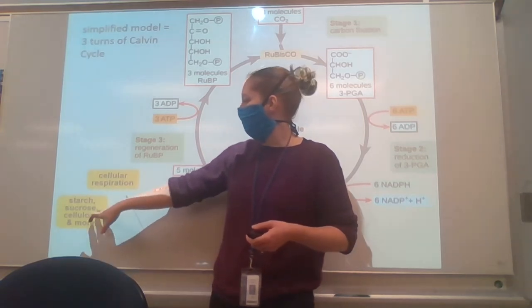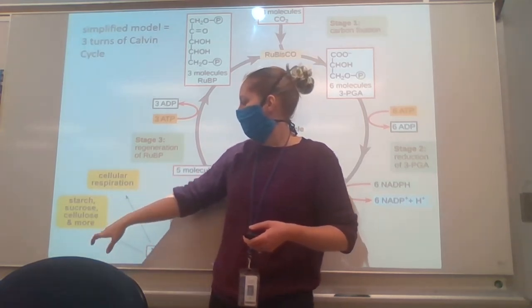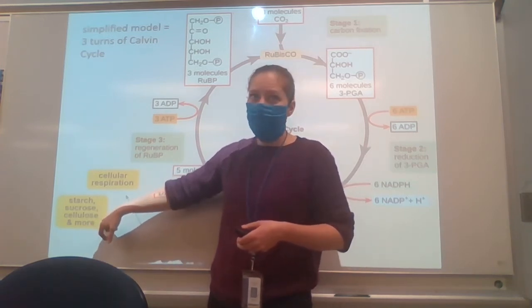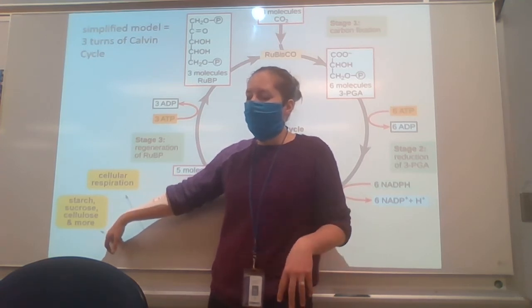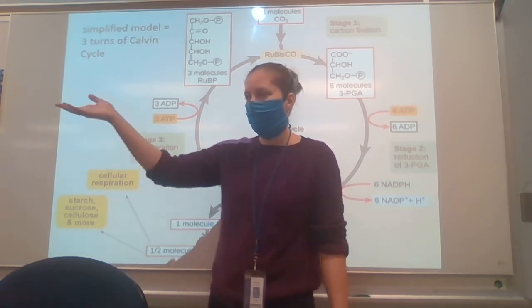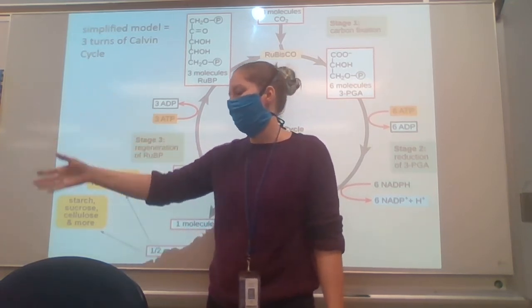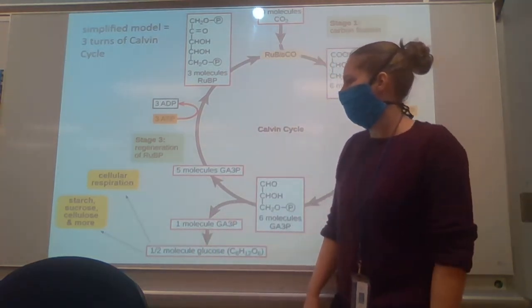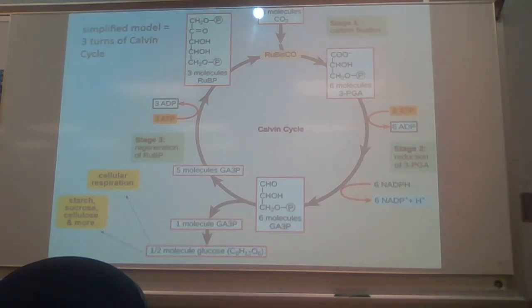We can actually make sucrose out of it by connecting it to fructose. We can make cellulose, and we can make all the other organic molecules. So this is a building block to make all the other organic molecules the plant needs. So, lipids, nucleic acids, amino acids, etc. Are there any questions on that before we move on?